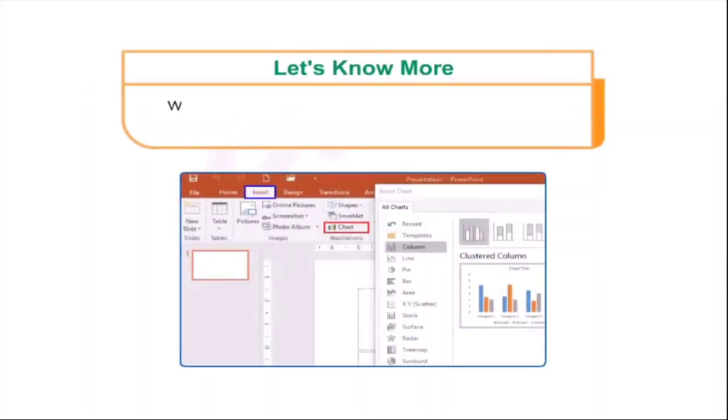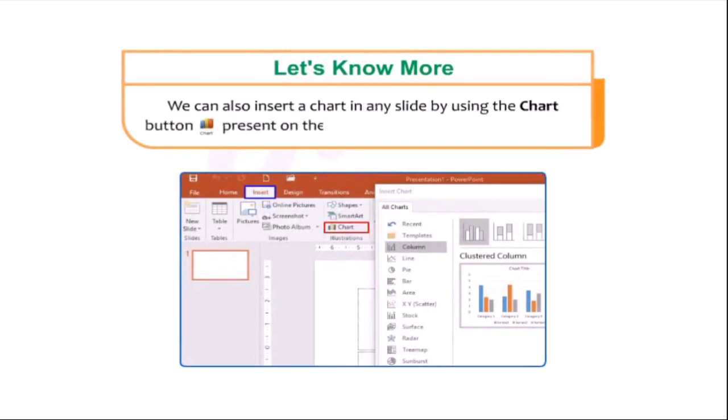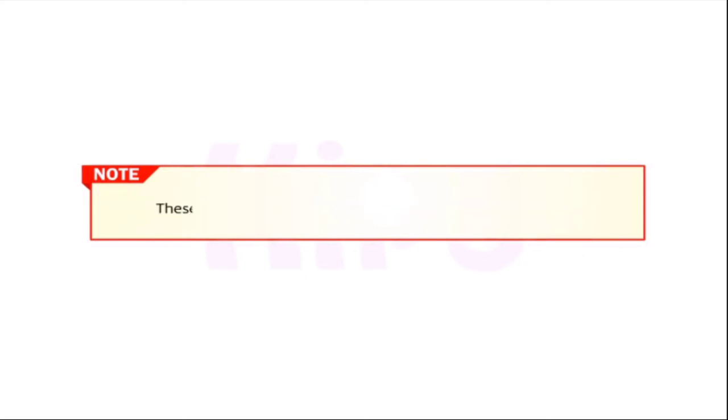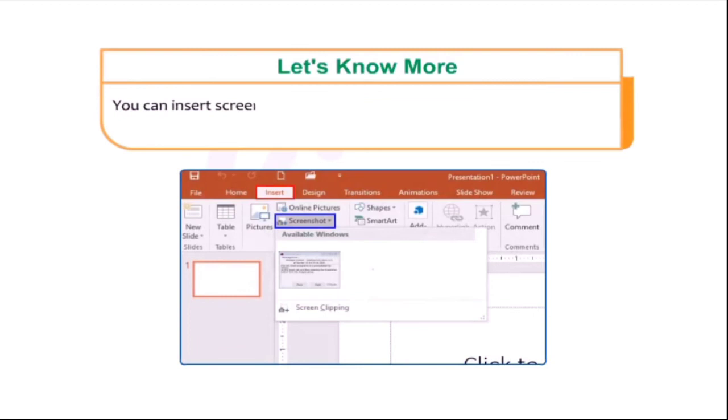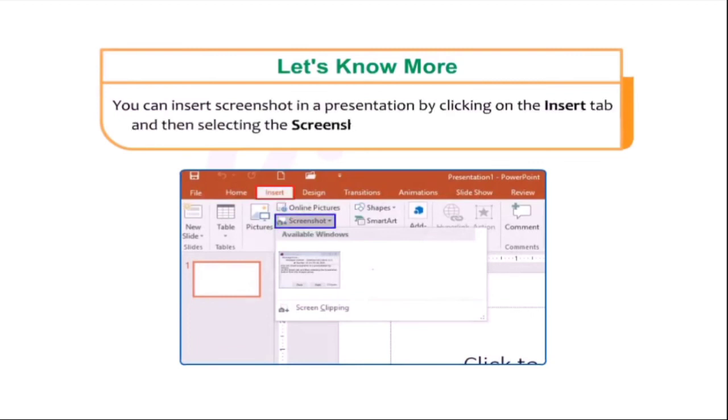Students, note that we can also insert a chart in any slide by using the Chart button present on the Insert tab in the Illustrations group. Also note the fact that when you insert a chart, the three new tabs Design, Layout and Format containing various chart tools and commands appear on the ribbon. These commands allow you to modify and format the chart. Another important point is that you can insert a screenshot in a presentation by clicking on the Insert tab and then selecting the Screenshot button from the Images group.